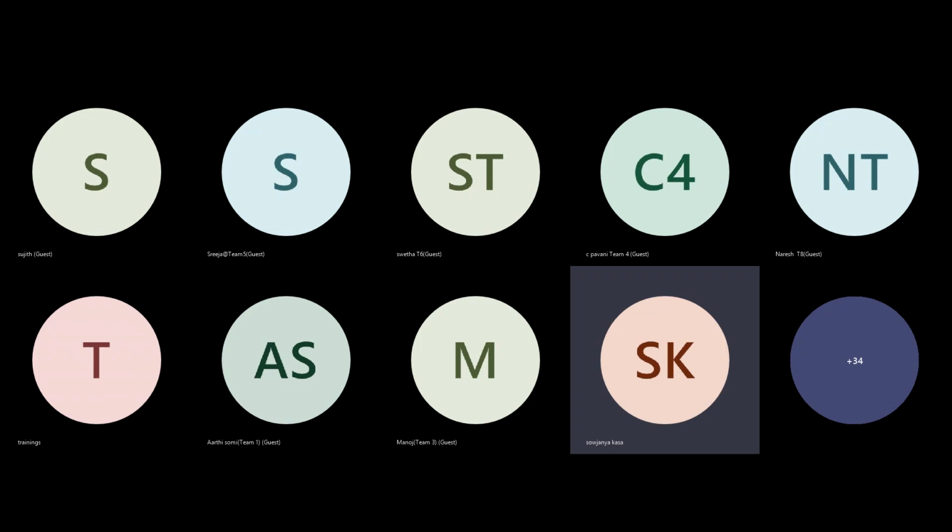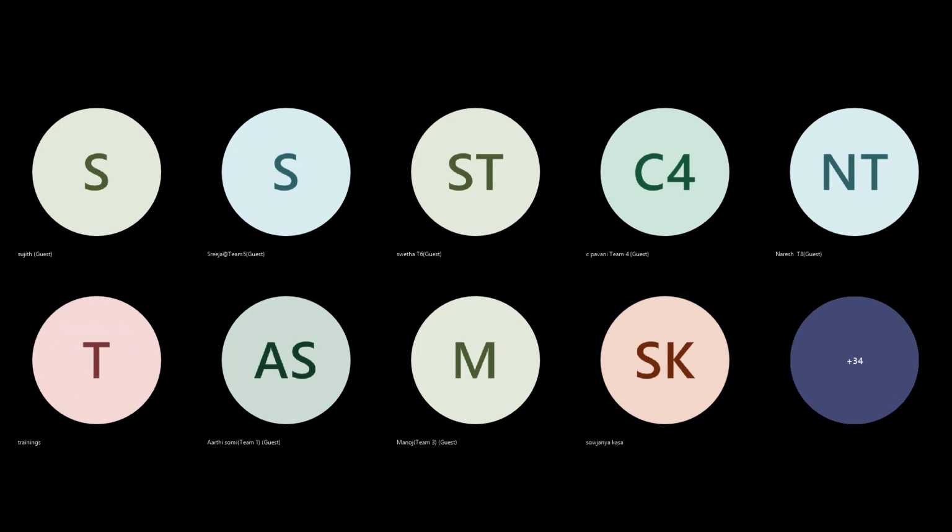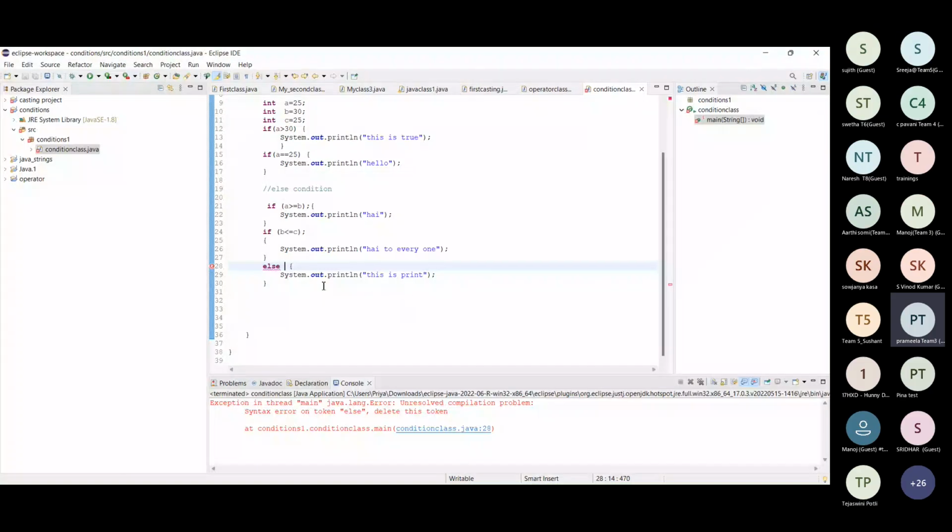You'll have an arrow mark at the top right side. Yes. Ma'am, it's visible. Yeah, it's visible. I have an else condition.